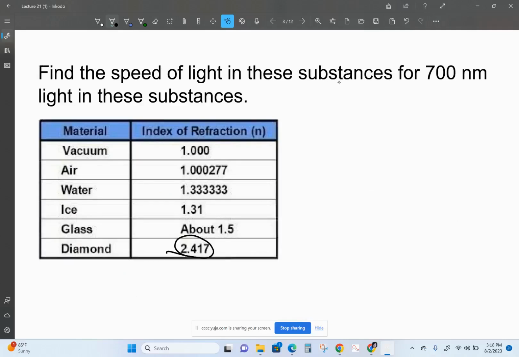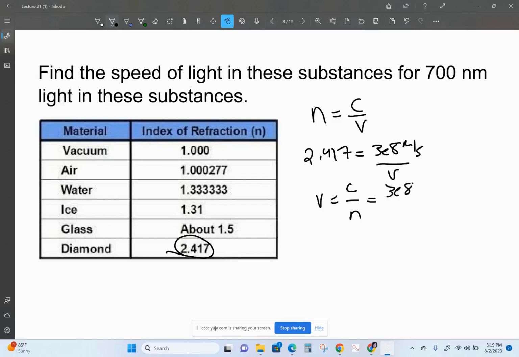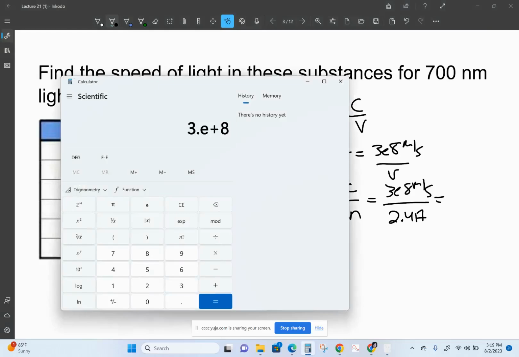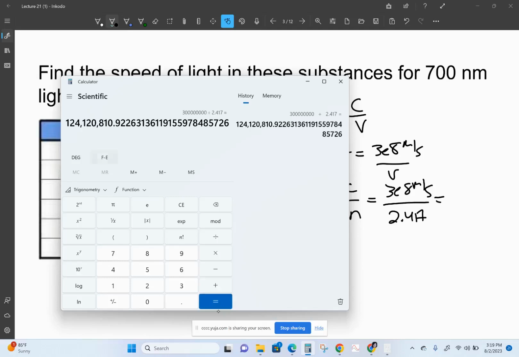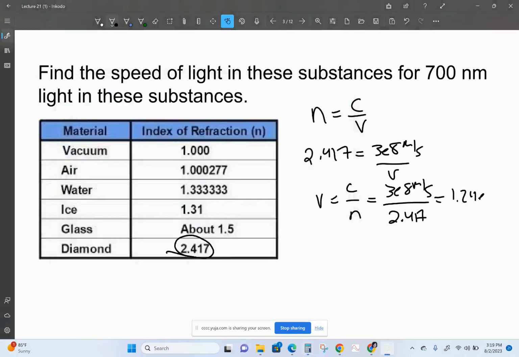So if I want to know the speed of light inside of a diamond, I'm going to take 2.417 and set it equal to 3e to the 8th meters per second divided by v, and then I'm going to solve for v. So v is going to be equal to c divided by n, or 3e to the 8th meters per second divided by 2.417. If I put that into my calculator, 3e to the 8th divided by 2.417, that's going to give me 1.24e to the 8th meters per second. So that's the speed of light in diamond.